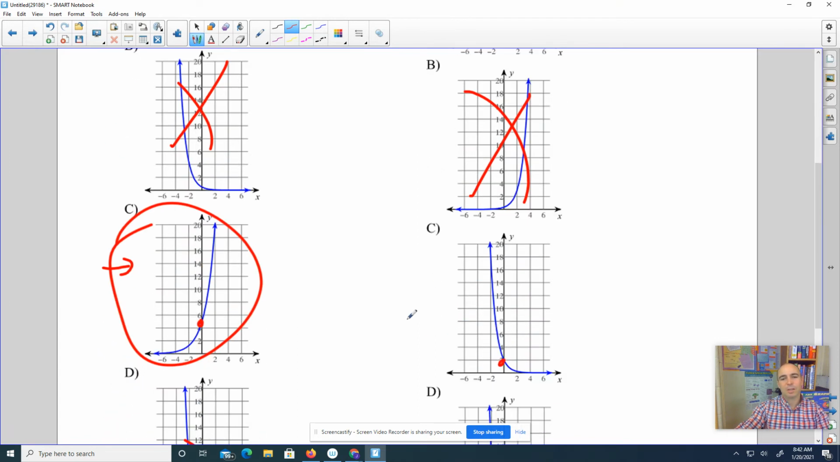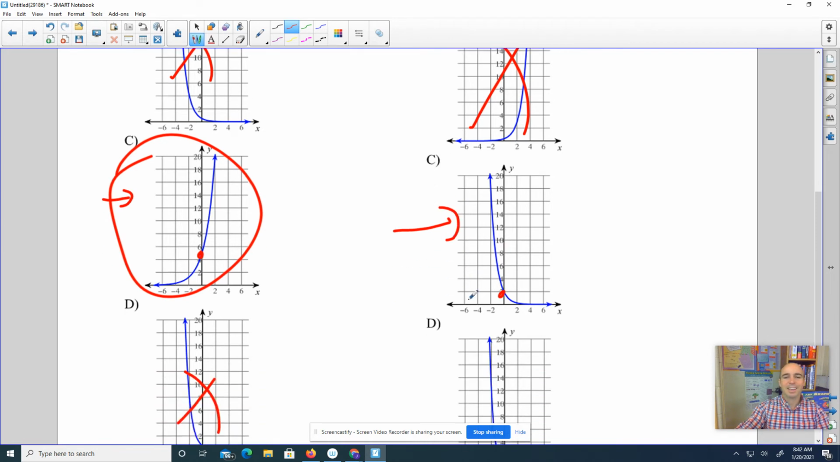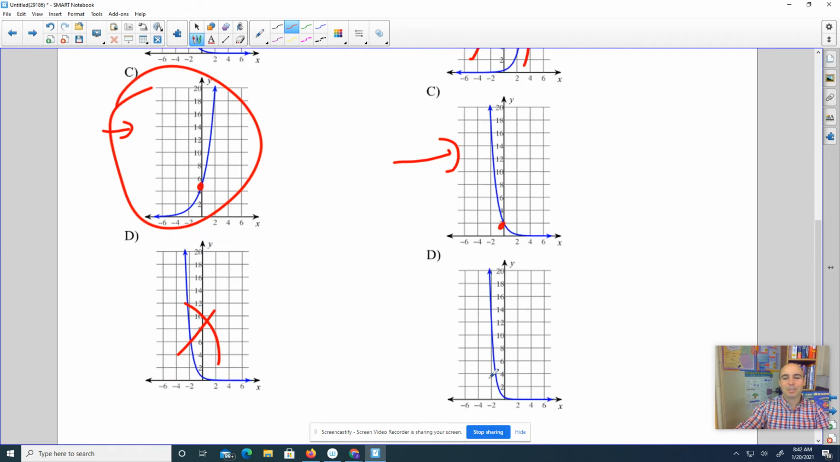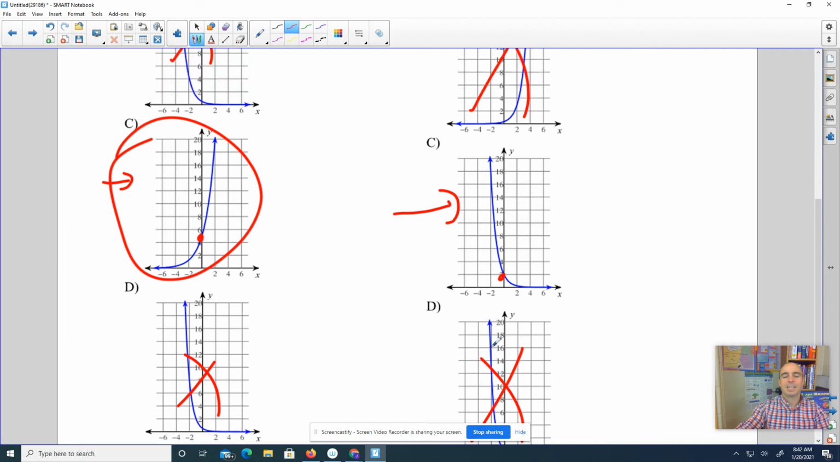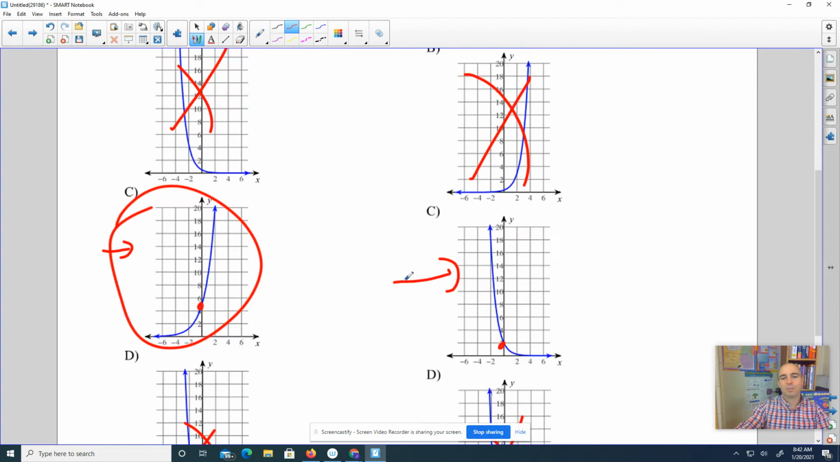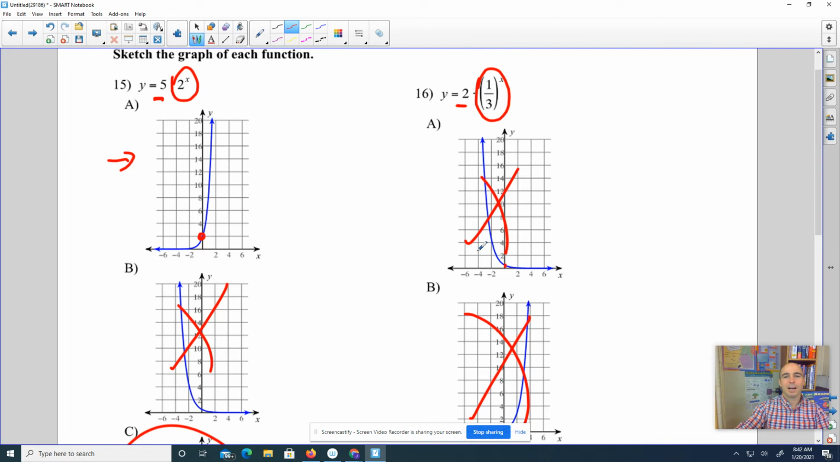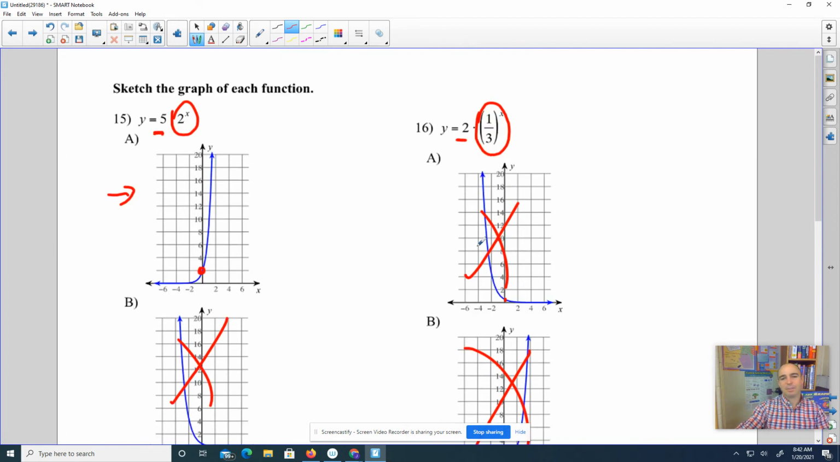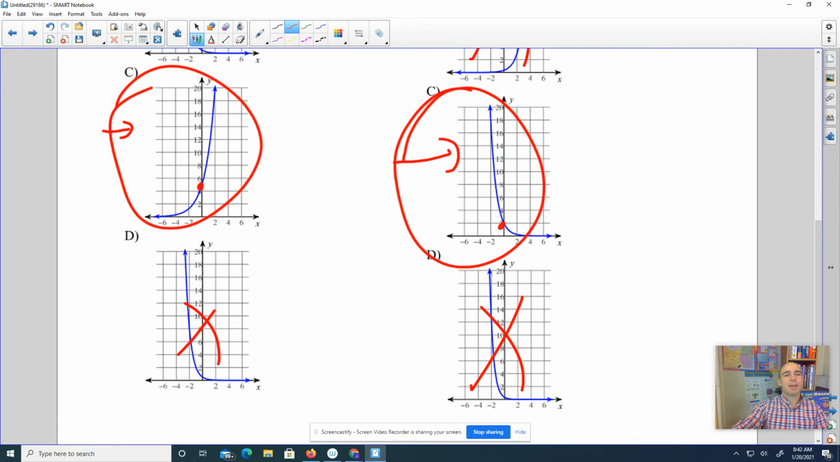Oh, C's looking good. Okay, I really hope that D does not have a starting point at 2. It doesn't, because then I would have to start plotting actual points and stuff like that. Anyway, I don't have to do that, and you won't have to do that on your quiz either. So anyway, that is the other thing.